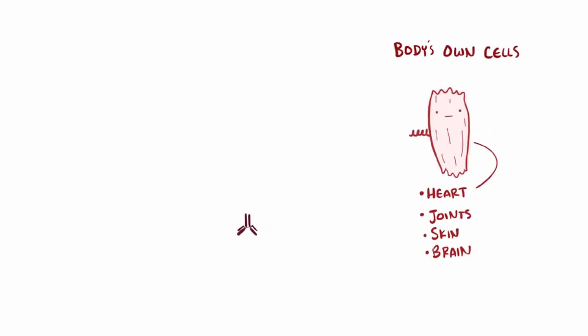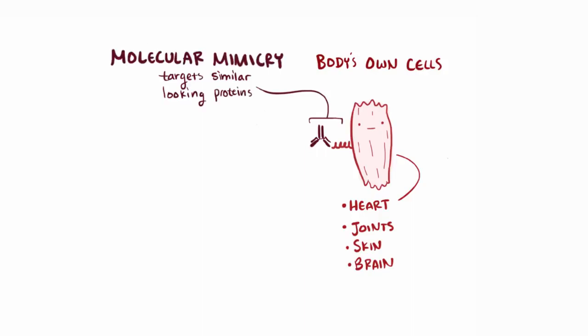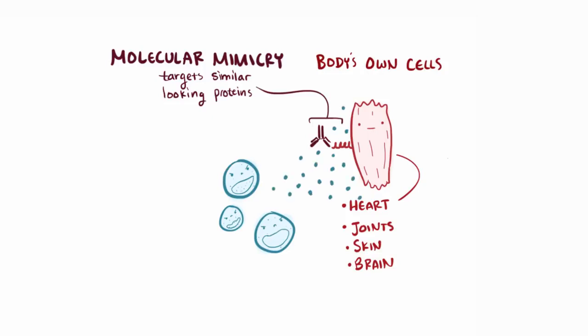This phenomenon, where antibodies accidentally target proteins on our own cells because they look like the proteins on foreign cells, is called molecular mimicry, and is an example of what's called a type 2 hypersensitivity reaction. Once bound to cardiac tissue, the antibodies activate nearby immune cells, which causes a cytokine-mediated inflammatory response and tissue destruction.